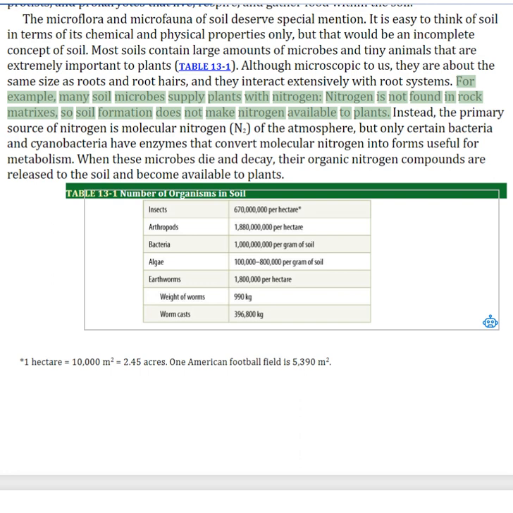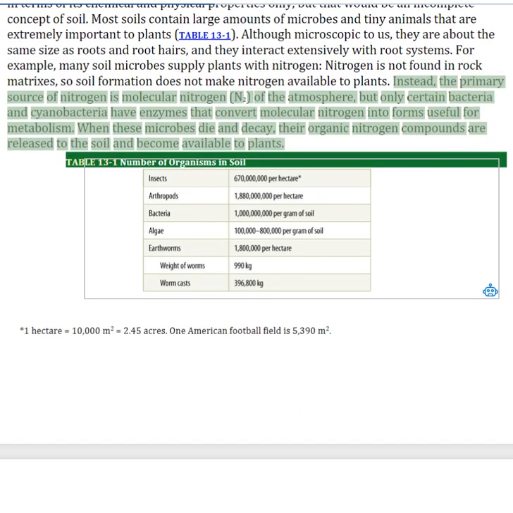Nitrogen is not found in rock matrices, so soil formation does not make nitrogen available to plants. Instead, the primary source of nitrogen is molecular nitrogen of the atmosphere, but only certain bacteria and cyanobacteria have enzymes that convert molecular nitrogen into forms useful for metabolism. When these microbes die and decay, their organic nitrogen compounds are released to the soil and become available to plants.